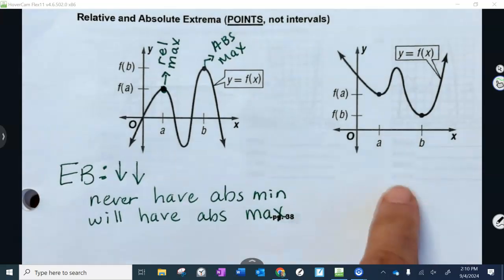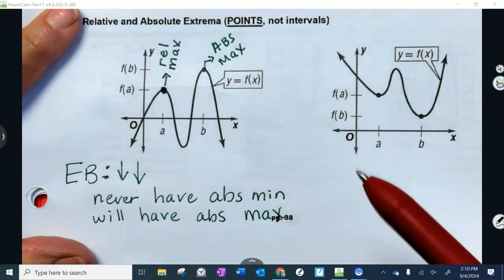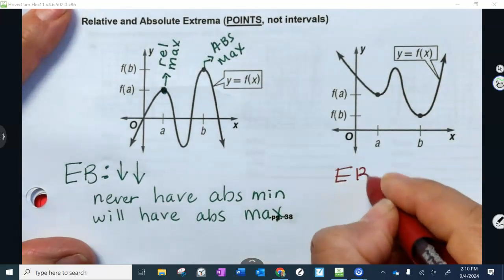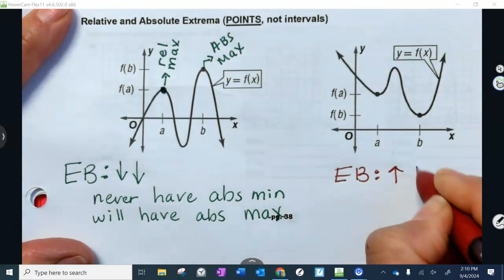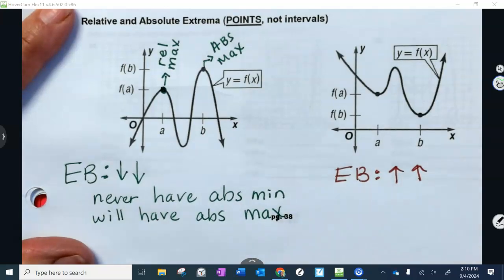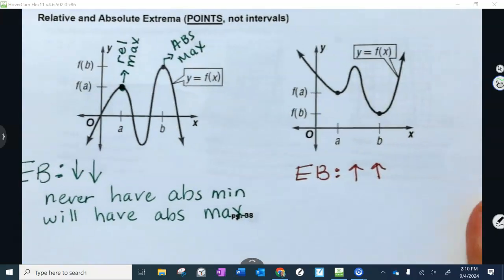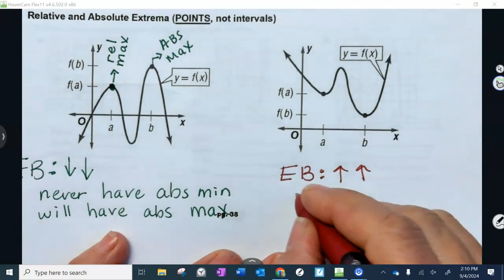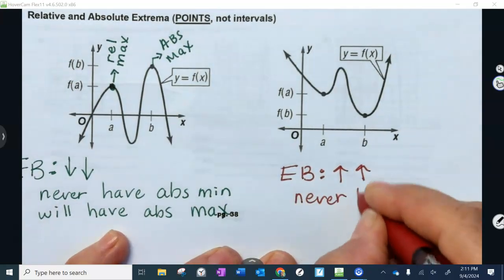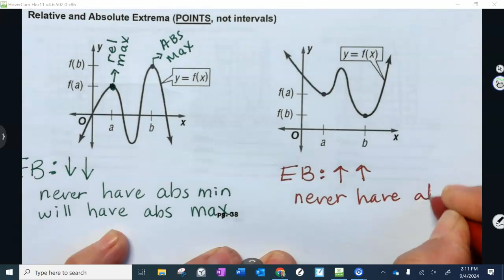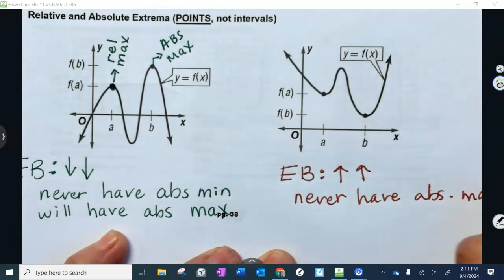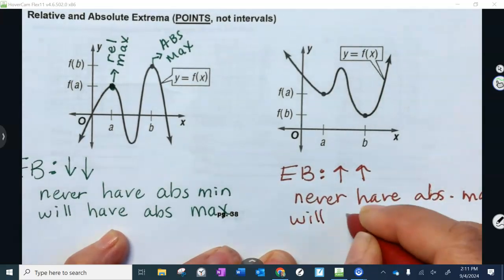This other one also has the same end behavior, but it's up. Same end behavior, same arrows pointing in the same direction. So if it's going up forever, of course, I will never have an absolute max. And I'm going to abbreviate absolute max. But I will have an absolute minimum.